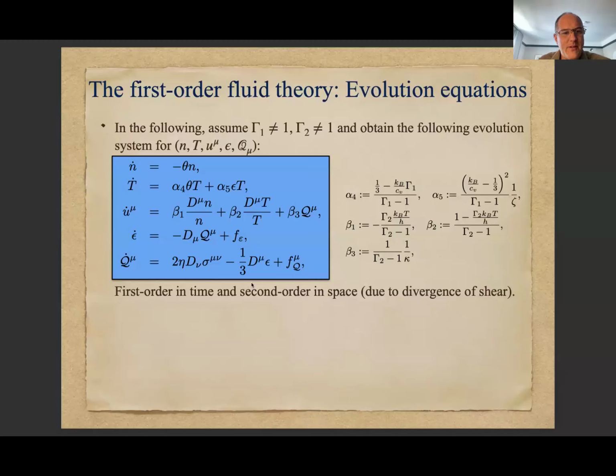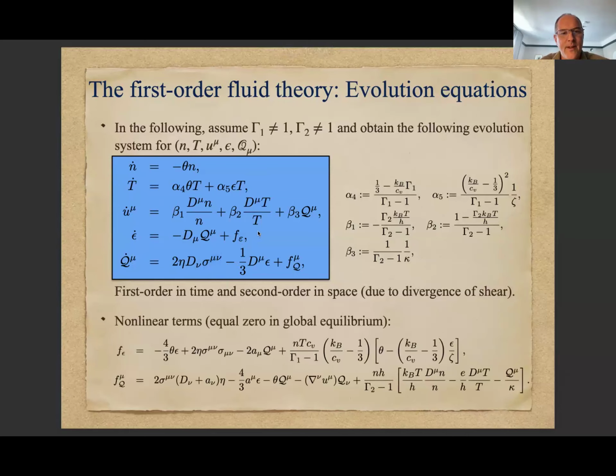Now the first comment one can make is that this system is first order in time, at least in the dotted quantities, but it is second order in space. This is due to the fact that here you have the shear that appears, and the shear depends on first derivatives of the forward velocity. So this equation has second order spatial derivatives. F epsilon, F q are nonlinear terms, which are given explicitly by these expressions, and also depend on gamma 1.